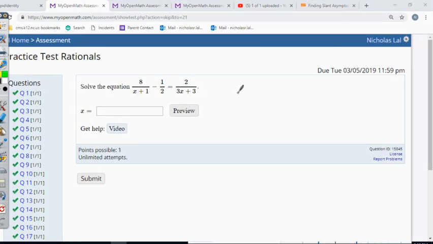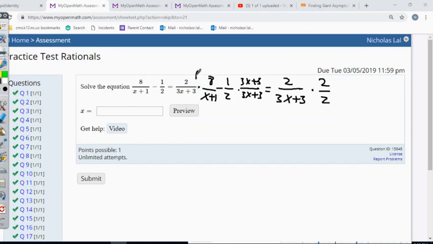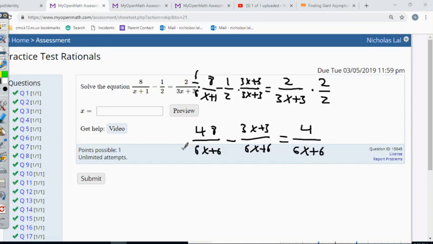Question. 2 over 3x plus 3 times 2 over 2 is equal to 1/2 times 3x plus 3 over 3x plus 3 minus 8 over x plus 1 times 6 over 6, and I get 48 over 6x plus 6 minus 3x plus 3 over 6x plus 6 is equal to 4 over 6x plus 6. Give me a common denominator. Cancel out that common denominator.